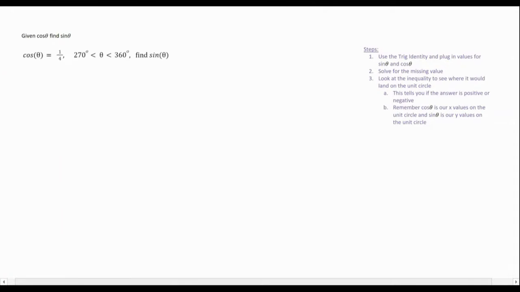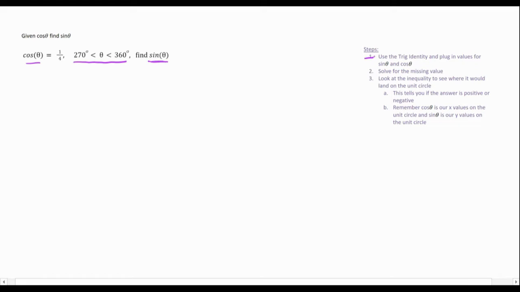Here I am asked to find sine theta given that cosine of theta is 1/4. I'm also given the range that theta can be between 270 and 360. So again, I'm not looking for exactly what theta is, I'm just looking for the sine of theta.